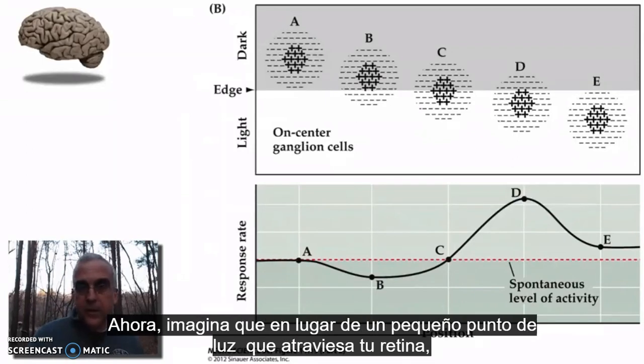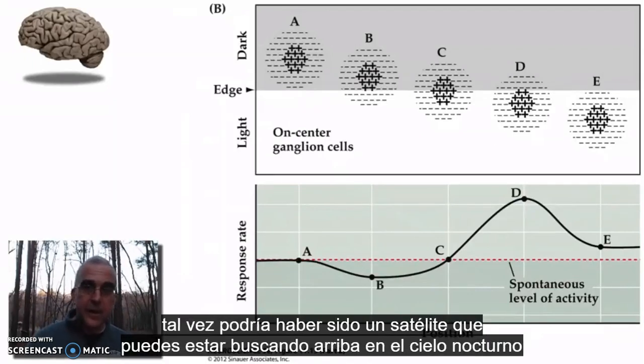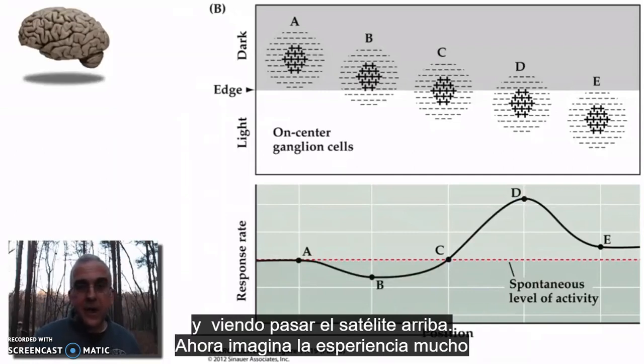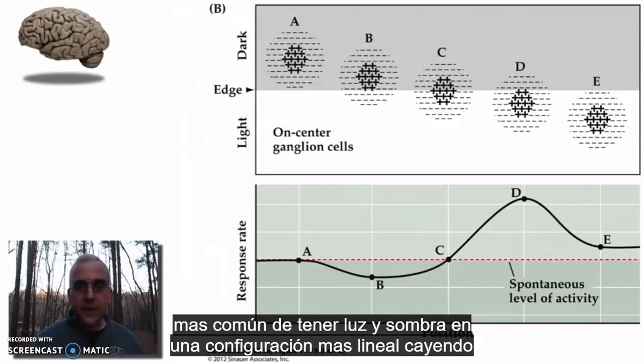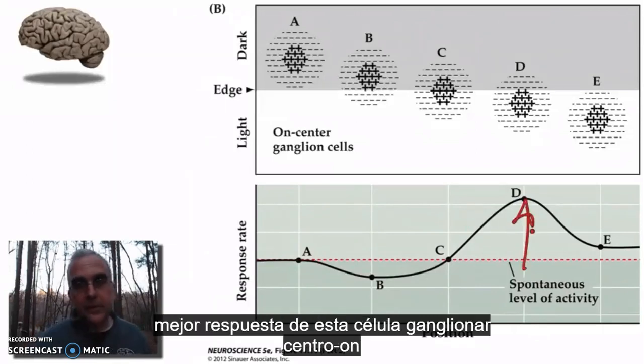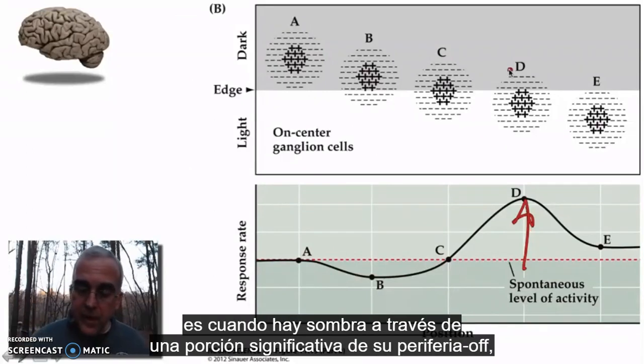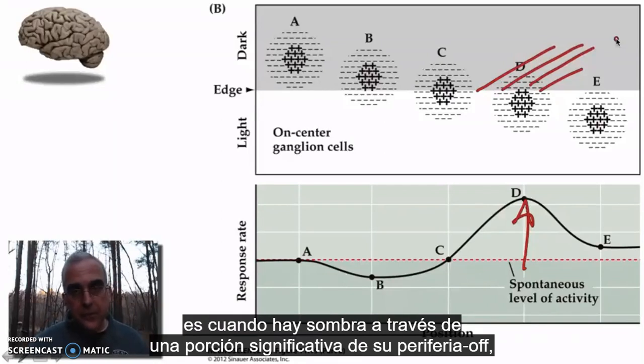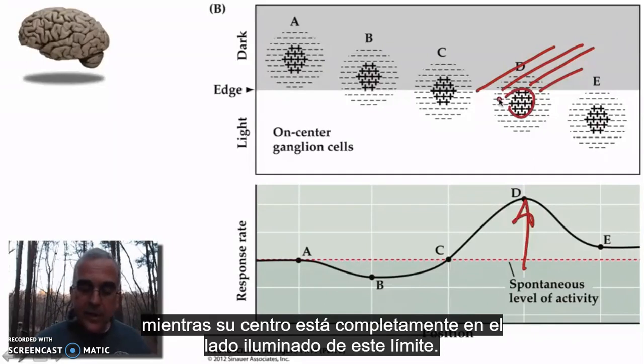Now, imagine rather than a small spot of light going across your retina that perhaps might have been a satellite that you might be looking up into the night sky and seeing a satellite passing overhead. Now imagine the much more common experience of having light and shadow in more of a linear configuration falling across your retina. When that happens, we can see that the best response from this on-center ganglion cell is when there's shadow across a significant portion of its off-surround, while its center is completely on the illuminated side of this boundary.